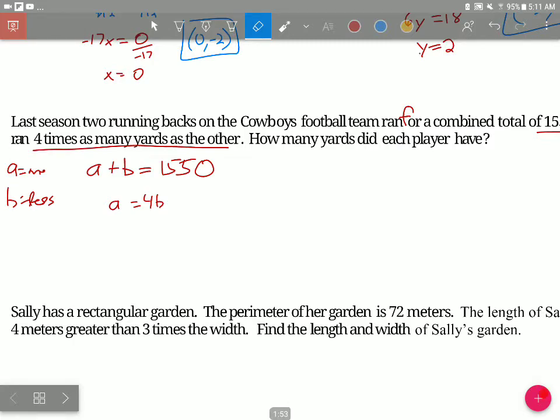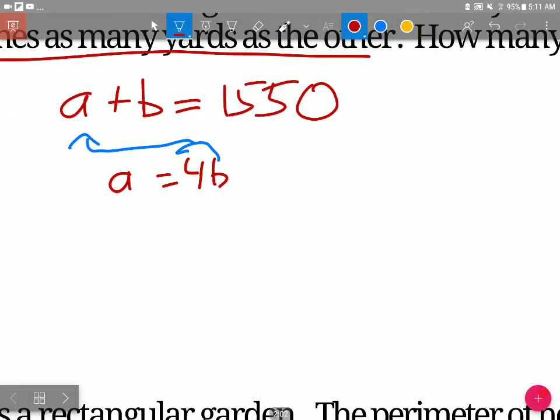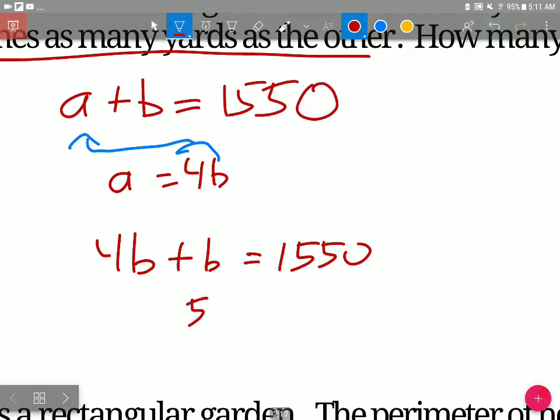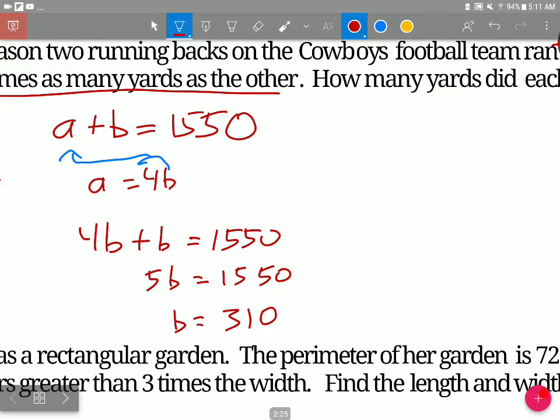And then we're supposed to use substitution, which is nice because since I know what A equals, I can plug it in right there. So that's 4B plus B equals 1550. So that's 4 plus 1 is 5. 5B equals 1550. And divide by 5, so B equals 15 divided by 5 is 3. 50 divided by 5 is 10. That's 310. So one of them was 310.